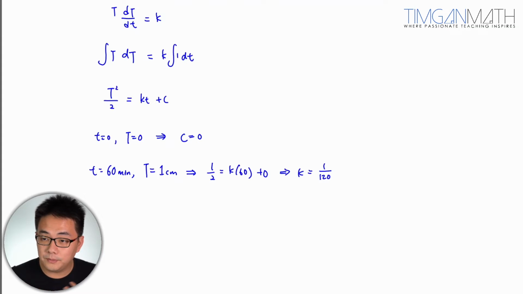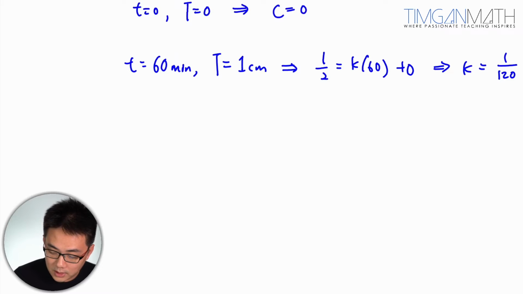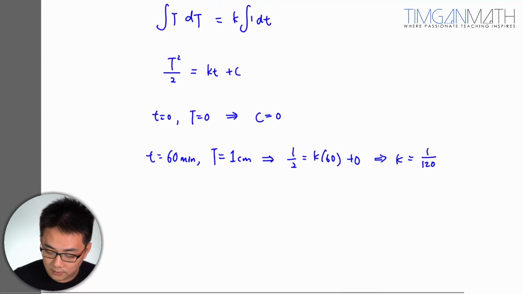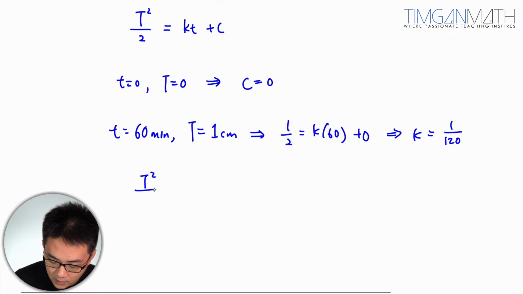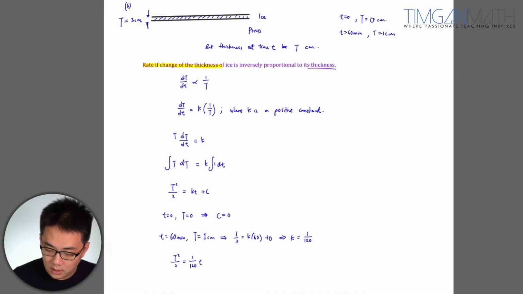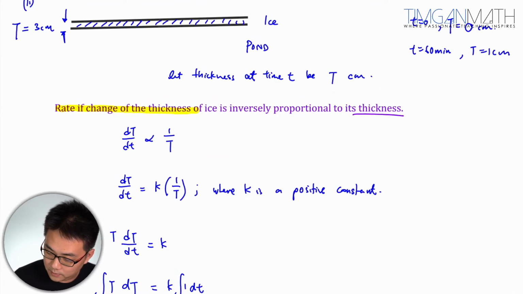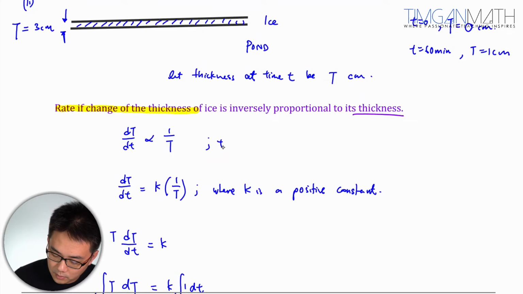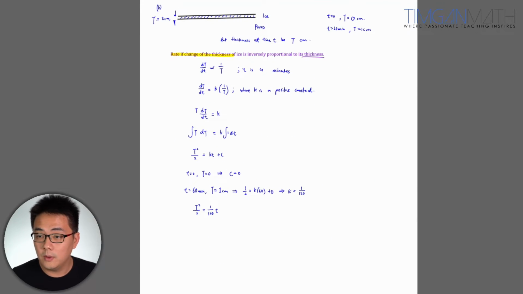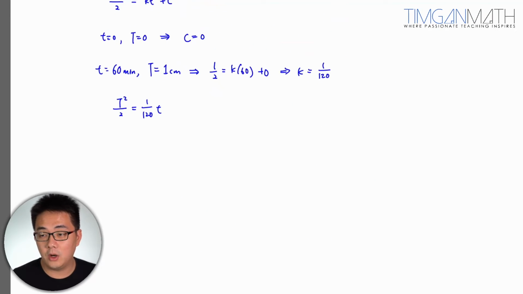Okay, so now find the time. What we get is T squared over 2 equals t over 120. Remember, t is in minutes, because they gave it to you in minutes. So find the time when the freezing commences.